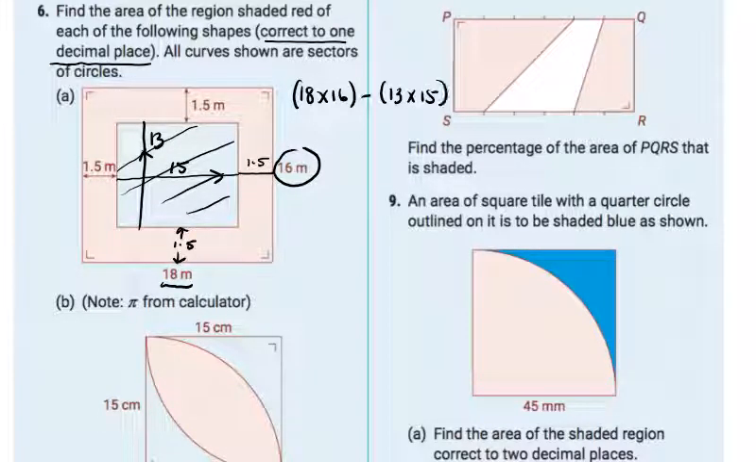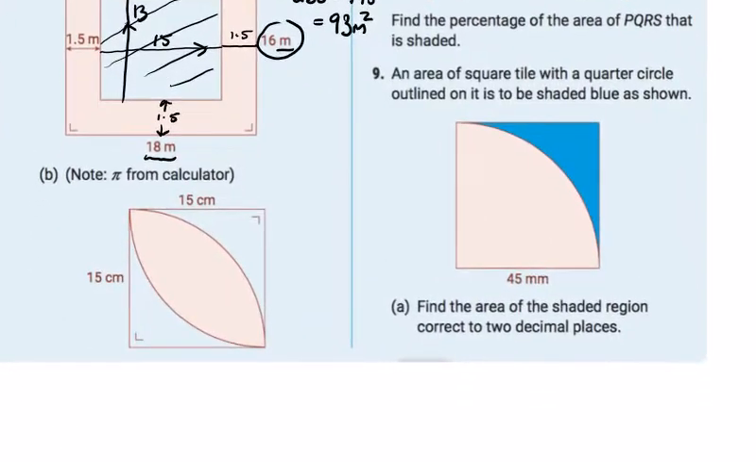we will be left with our answer here, the outside bit. And 18 times 16 is 288, and if we take away 13 times 15, which is 195, we are going to get 93, and we are asked for it correct to one decimal place. Well, this is exactly 93 meters squared.